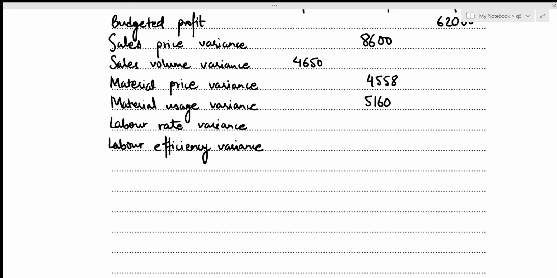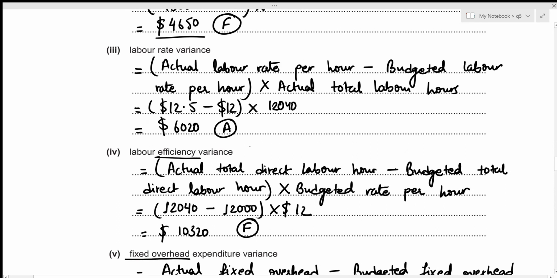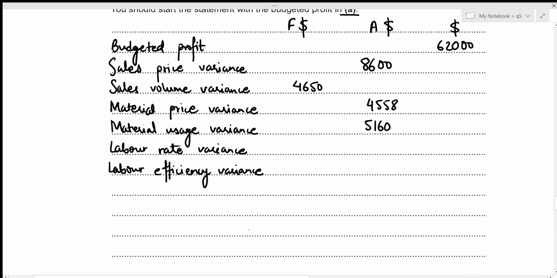We figured both of these in the third part of this question, so let's have a look above. We can see that our labor rate variance is 6,020 adverse condition and our labor efficiency variance is 10,320 favorable condition. So let's record these two values in our statement. Firstly, we had our labor rate variance of 6,020 adverse condition. Then we had the labor efficiency variance 10,320 favorable condition.